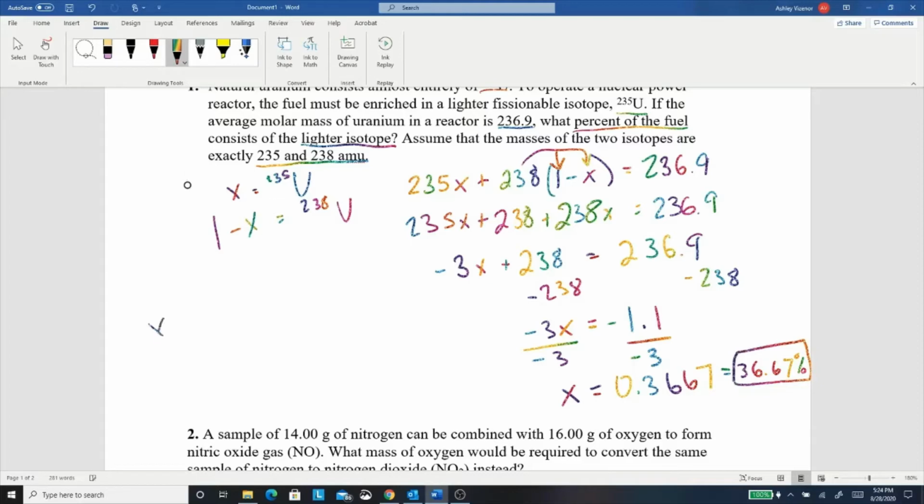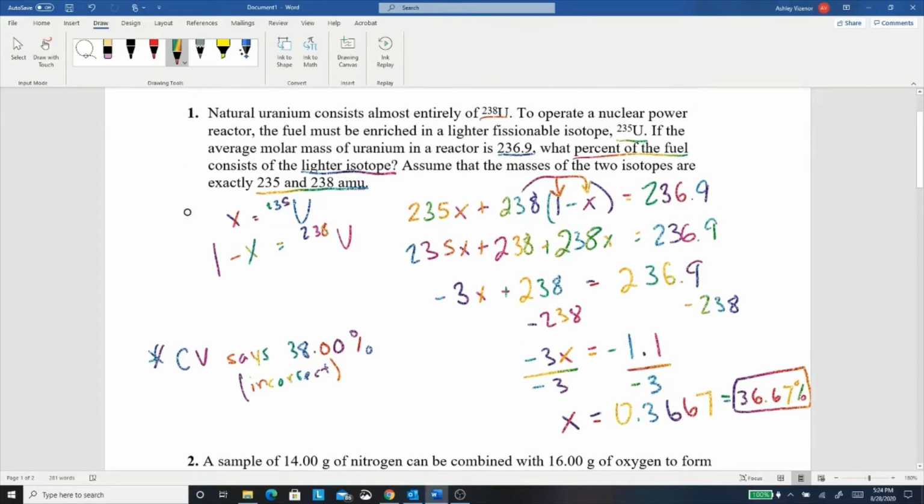Chemvantage has an issue with this, and it says the answer is 38.00%. So you could put that in if you want to just get the full credit, but that is incorrect. I've done this question over and over and over, and I don't even understand where they got 38 from. That is number 1.